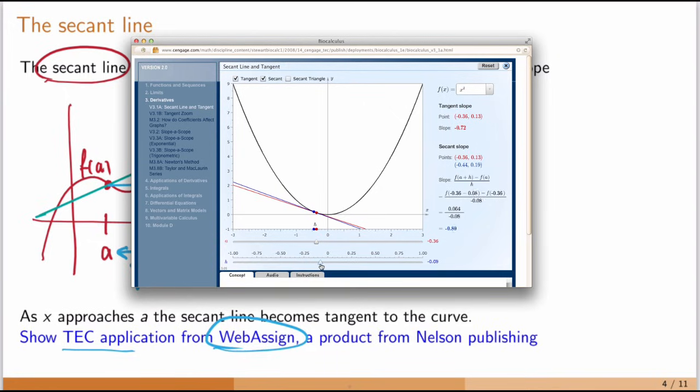So now exactly at this point where x and a overlap, we have a tangent line. So the blue and red lines, they overlap now. The tangent line touches the curve. One has to be very careful because this is a limit process happening here.